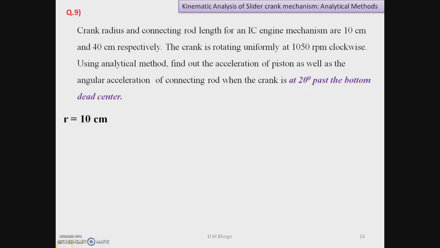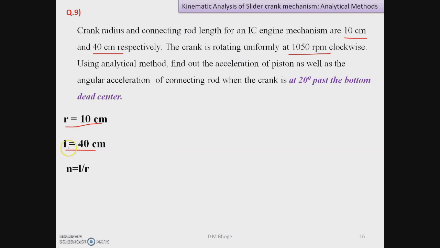Now crank length is 10 centimeters. So R is 10 centimeters. Connecting rod length is 40 centimeters. So L equals 40 centimeters. Crank speed is 1050 rpm.